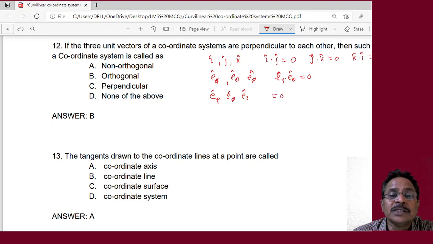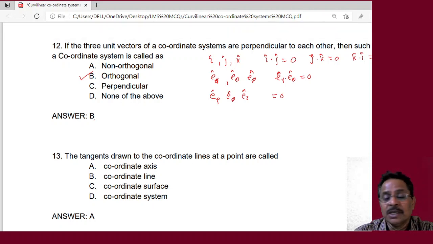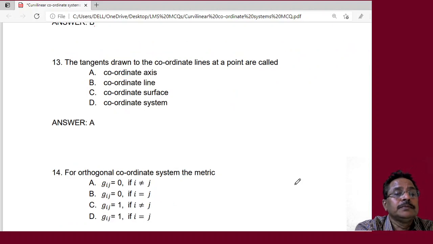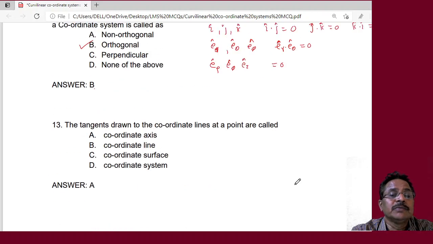So all such systems are called orthogonal coordinate systems, and therefore if the three unit vectors of a coordinate system are perpendicular to each other, then such a coordinate system is called an orthogonal coordinate system. Hence B is the correct option for this question number 12. Okay, now let's go to question number 13. You have seen question number 12.